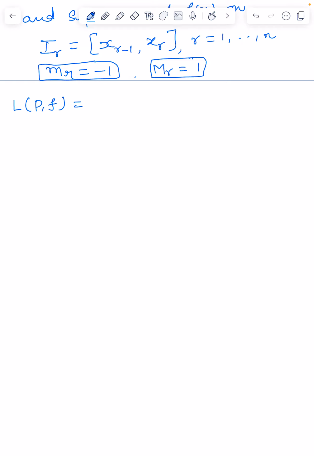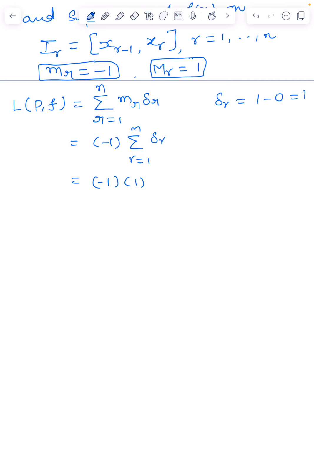L(P, f) is the lower Riemann sum, the summation over r equals 1 to n of small mr delta r. What is delta r here? The length of the interval. Delta r is nothing but the length of the interval, 1 minus 0, which equals 1. And small mr is minus 1. So the value becomes minus 1 times the summation over r equals 1 to n of delta r, which gives minus 1 into 1, so you simply get minus 1.